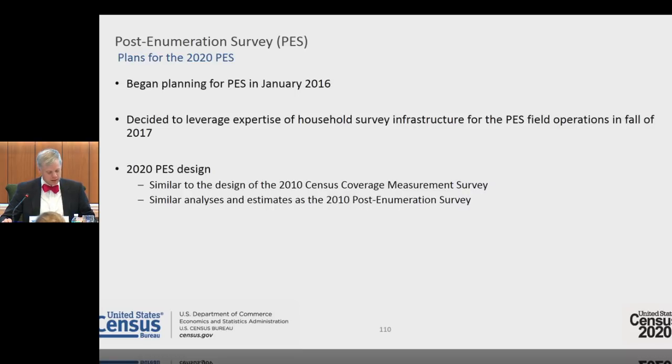As we did in 2010, we plan to conduct a complete and separate PES in Puerto Rico. In 2010, the CCM reported components of coverage for the first time. We plan to continue the tradition of partitioning the census into correct enumerations, erroneous enumerations, and whole person enumerations by demographic characteristics and operational outcomes.